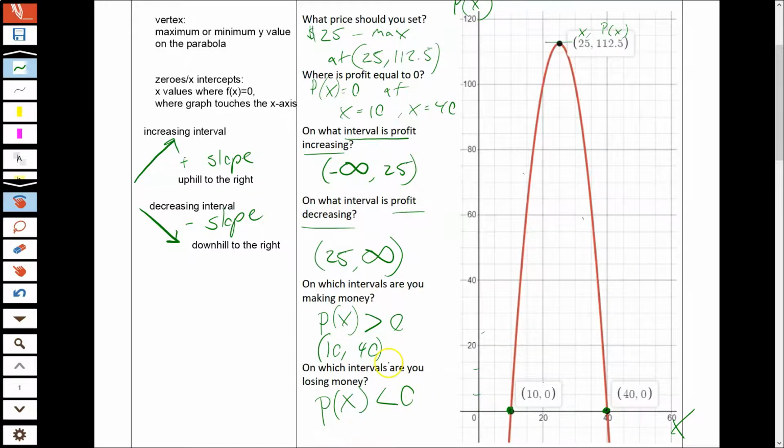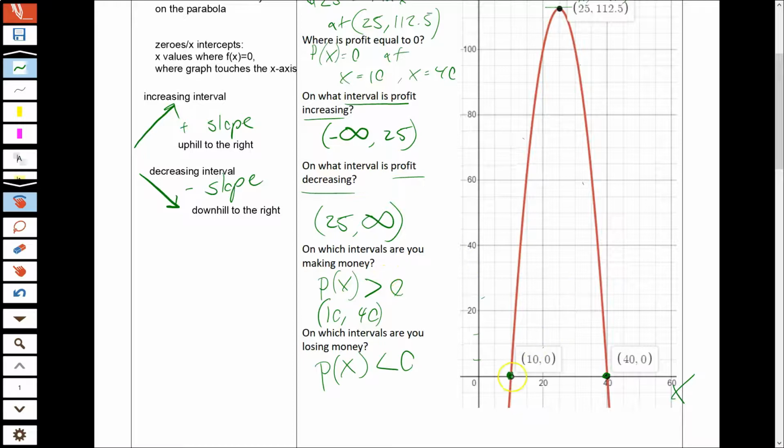And then losing money, there's two intervals. So if I set a price less than 10, I'm losing money. So the way I'd represent that is from negative infinity to 10, I'm losing money. And from 40, if I set a price bigger than 40, nobody buys my app and I'm losing money. 40 to infinity. So positive and negative intervals, it's easy to confuse them with increasing and decreasing intervals.